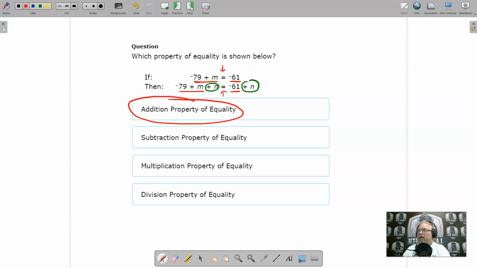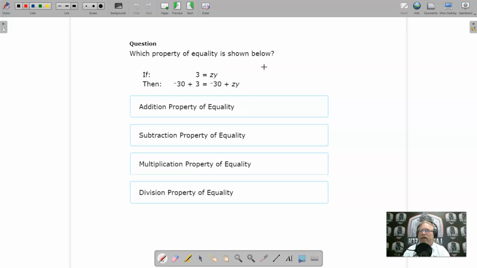So we have the addition property of equality. Let's look at the next question here. Which property of equality is shown below? If this, then that. Here we have 3 over here, and we have 3 here. And then we also have yz here, and we have yz here. I know it looks like a negative 30, but notice how they have the negative sign raised up. So we're actually adding something to it, right? We're adding the value of negative 30. So this is the addition property of equality.